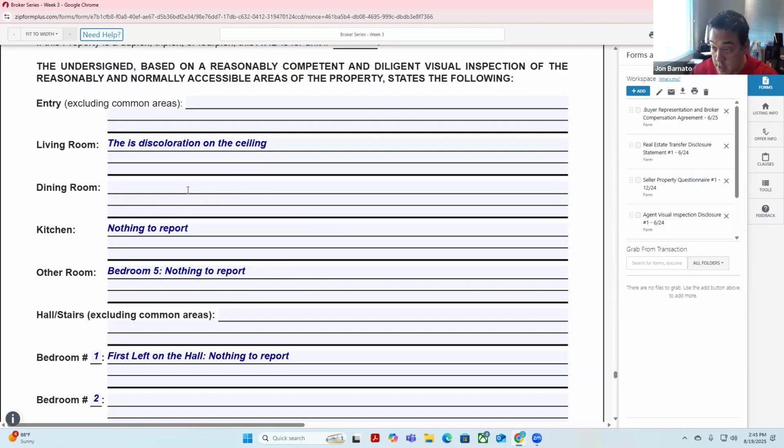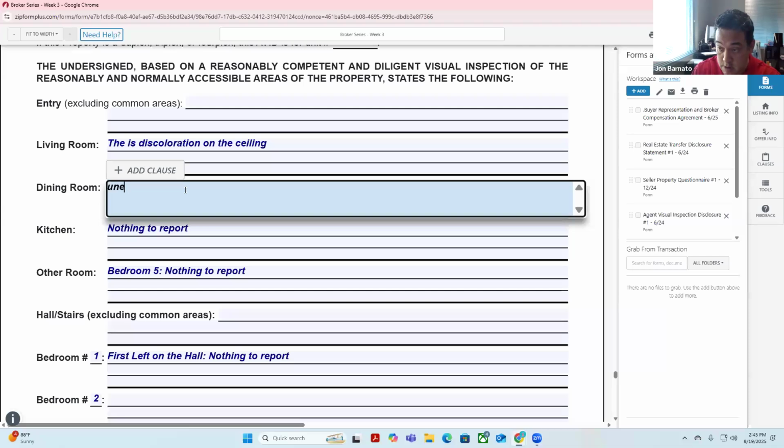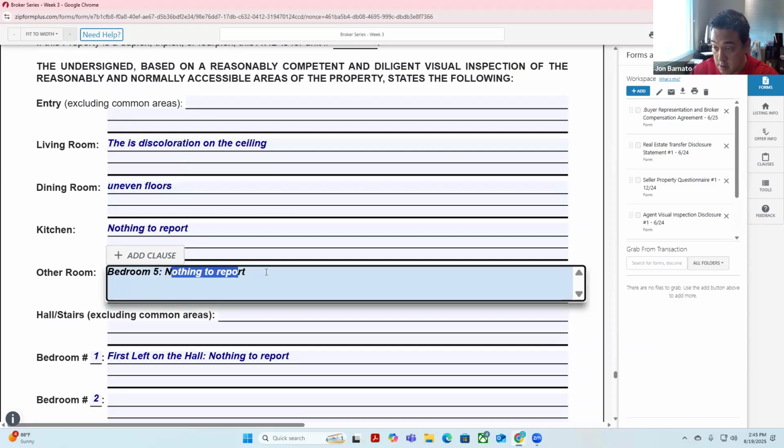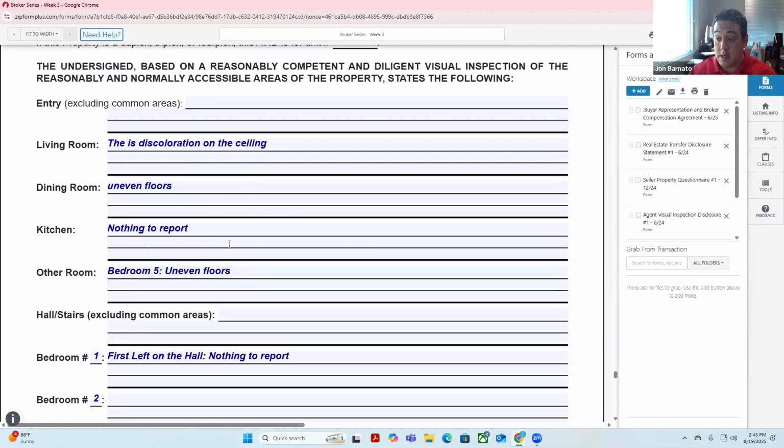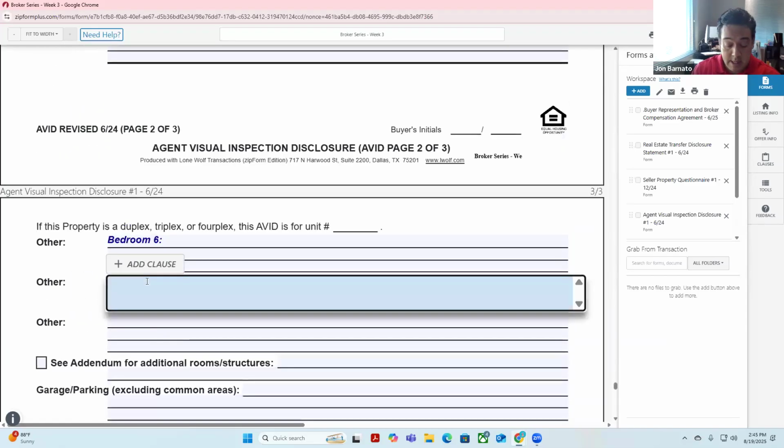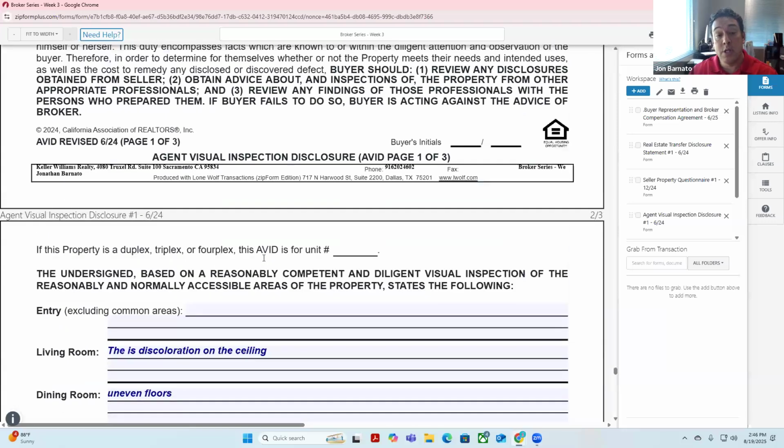And literally, if she went through and said, uneven floors, does it make sense? The house has uneven floors throughout. If she just put those words into the agent visual inspection disclosure, she probably wouldn't have had the issue.